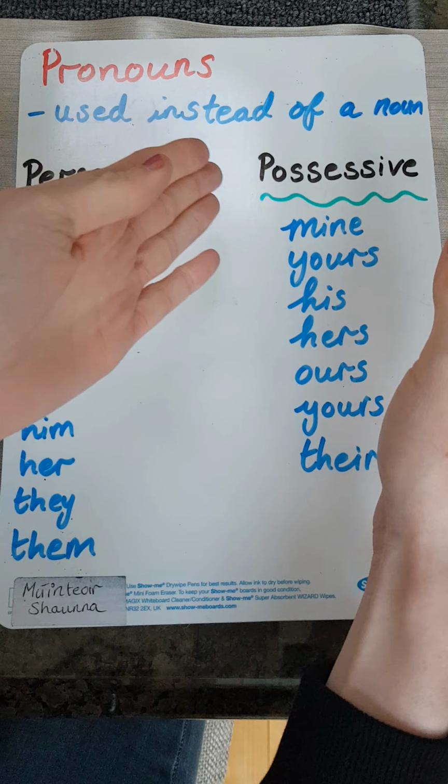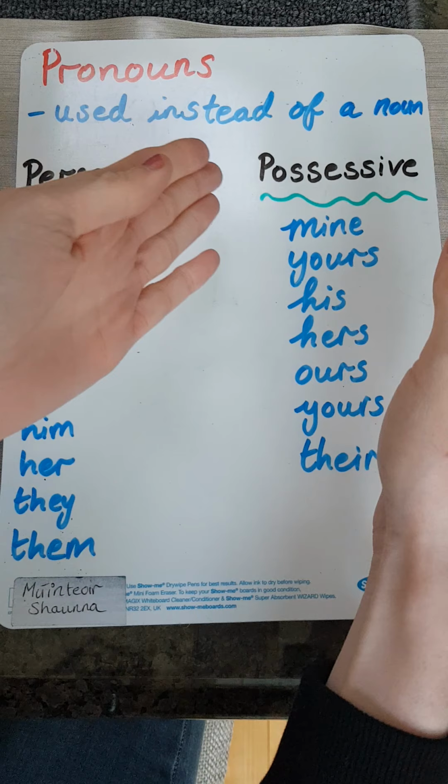So if I have a sentence and the name of a person, place, animal, occasion, or thing is in it, and I don't want to use that name, I can replace it with a pronoun. I can use that instead, okay? I'll give you an example. So, we'll look at the personal pronouns first.